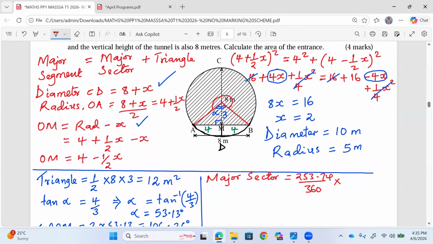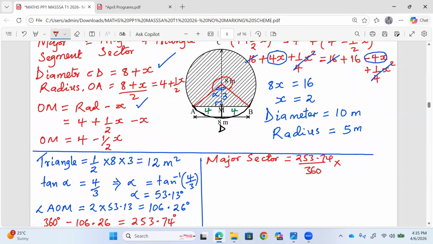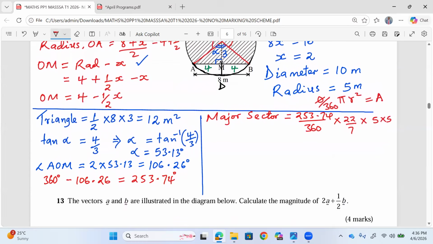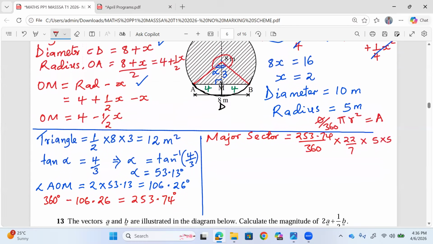Are we given pi? Not really. So we can use 22/7 times radius squared, because the area of a sector is theta over 360 pi r squared. That is the area of a sector. Being a major sector, we use the major angle.